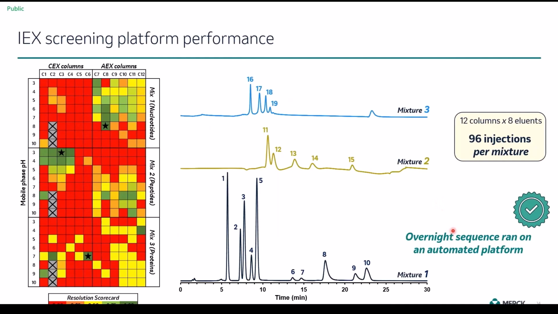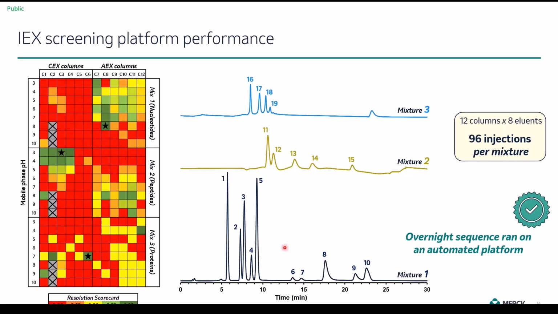Now this is possible if we are able to automate, if we're able to install all this selection of columns and mobile phases simultaneously on the system. And we were able to do this in an automated way by simply creating a sample list. We were able to screen each mixture overnight by analyzing these 96 different conditions.